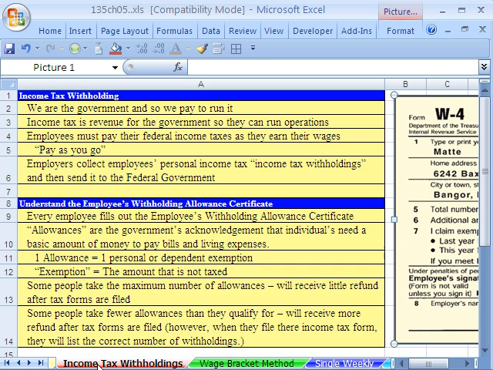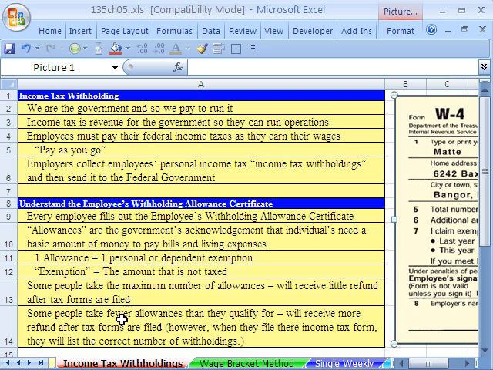Hey, we got to talk about income tax withholdings. Yeah, we got to have some of our earnings withheld to pay the federal government for our federal income taxes. Now that's pay as you go. You can't wait till the end. They want to take their money as you make it. So from each paycheck, you have some amount withheld.